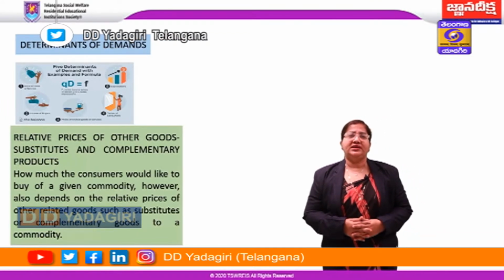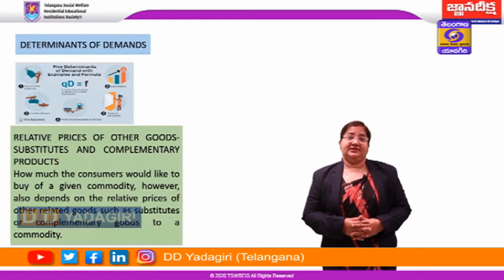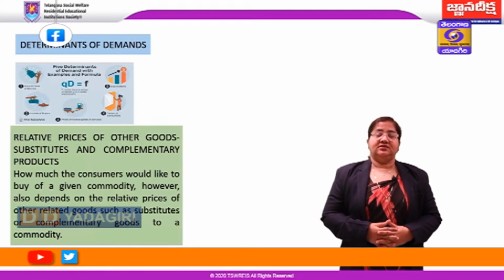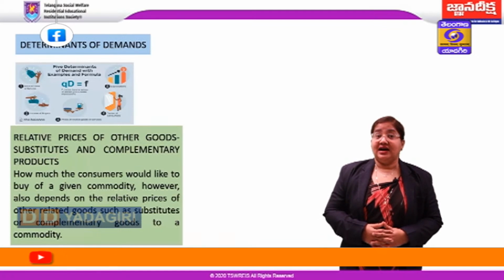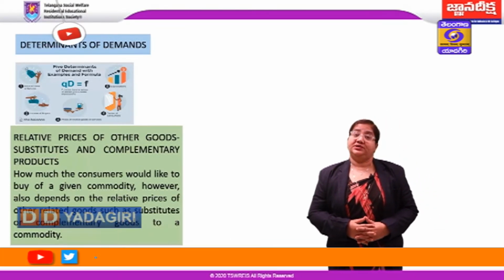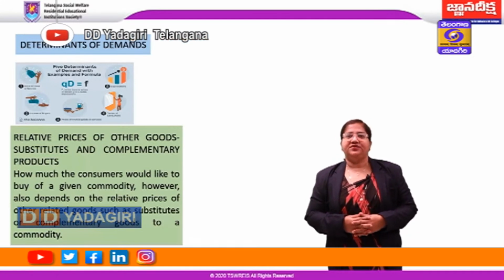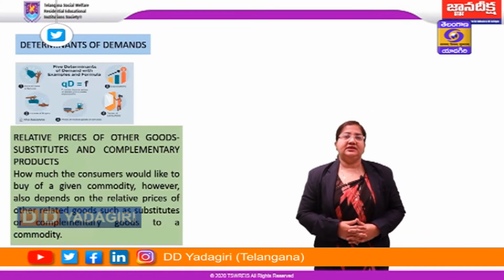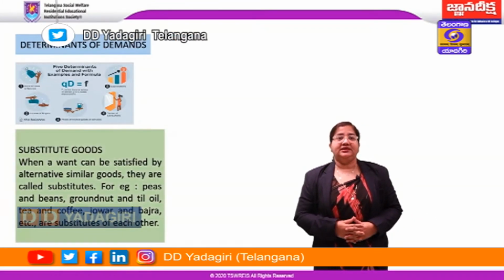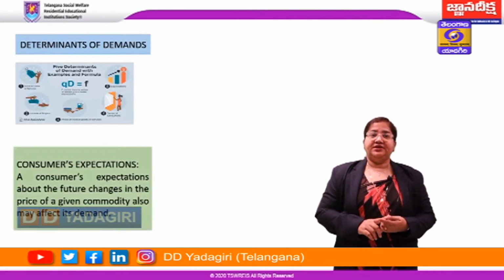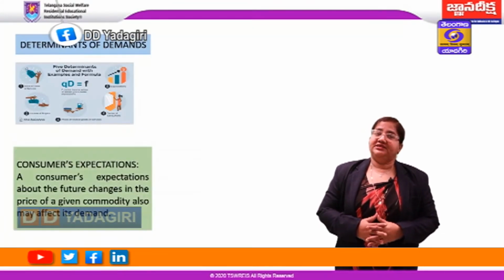Complementary goods are always in joint demand. For example, a fall in the prices of cars will lead to an increase in the demand for petrol and vice versa. Understood? So this is one of the factors which is affecting the demand for the commodity. The next factor is the consumer's expectations. The consumer's expectations about future changes in the prices of a given commodity may also affect the demand.